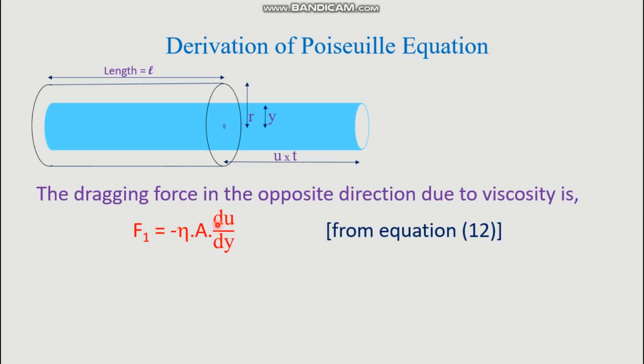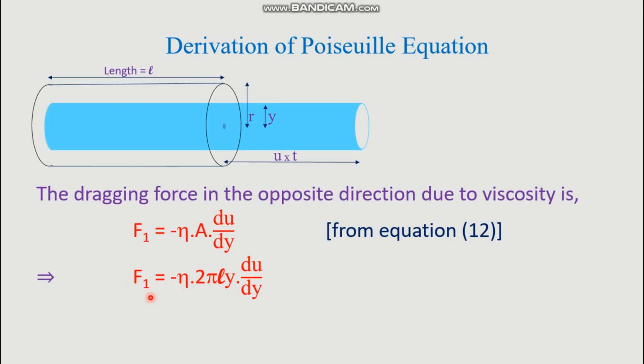Now, since there are two forces, this F is written as F1, because the force due to pressure will be written as F2. Now put the value of the area of contact, which is the circumference into the length from here to here. This length into circumference is twice pi Ly. So let us put the value of capital A, which is twice pi Ly, other parameters remaining the same. So this is the dragging force in the opposite direction due to viscosity.